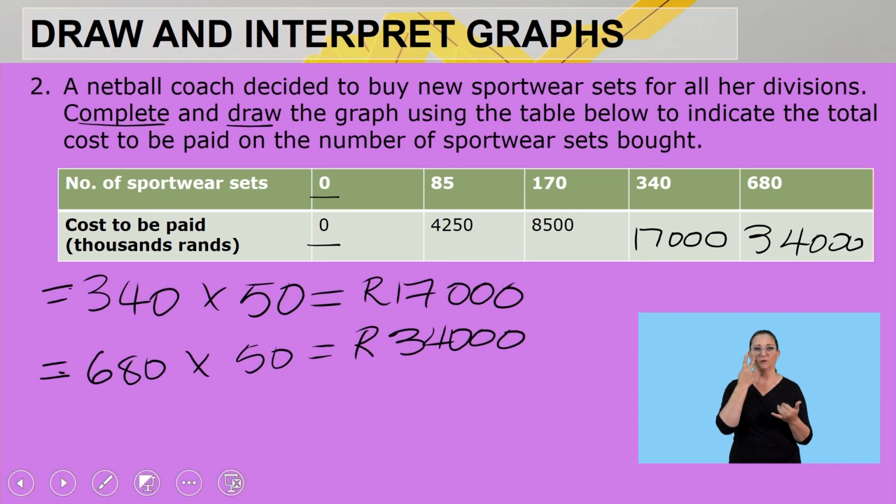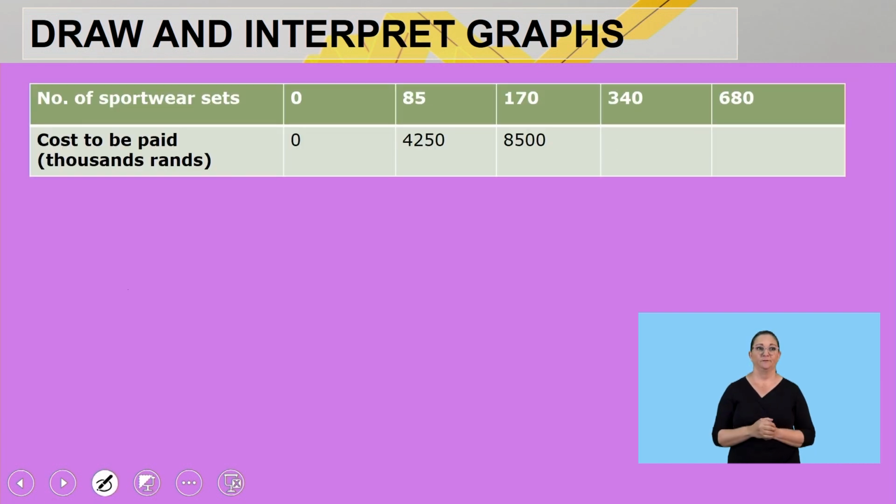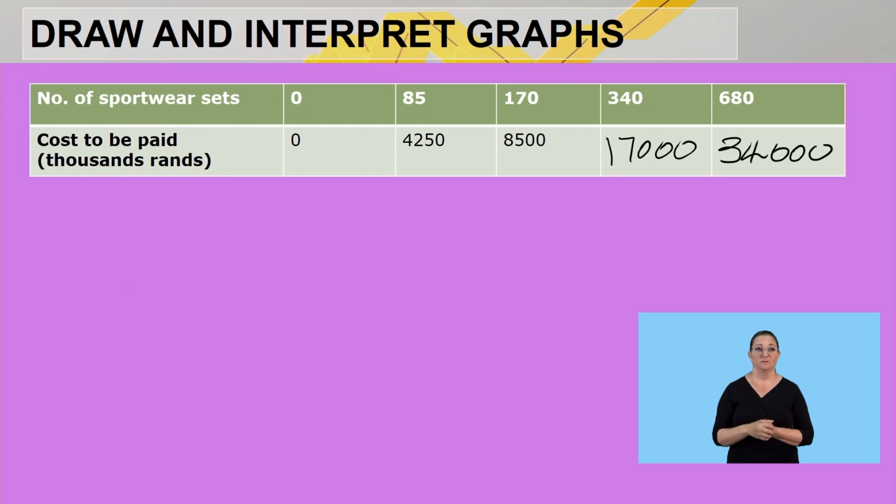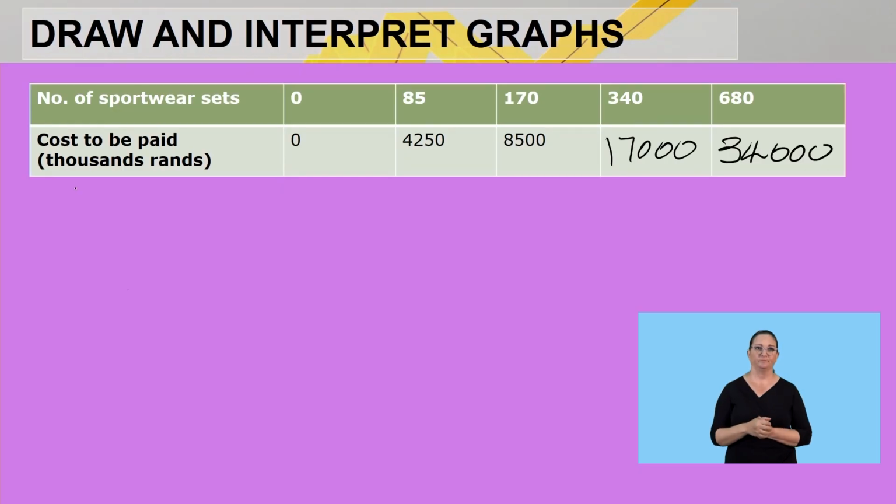We move on to our next step, which is to draw the graph. So here, remember we had 17,000, and here we had 34,000. So now drawing your graph, obviously your graph will have a title, of which now we are drawing the number of sportswear sets that were sold or bought in this. So we must have our dependent and independent variables.